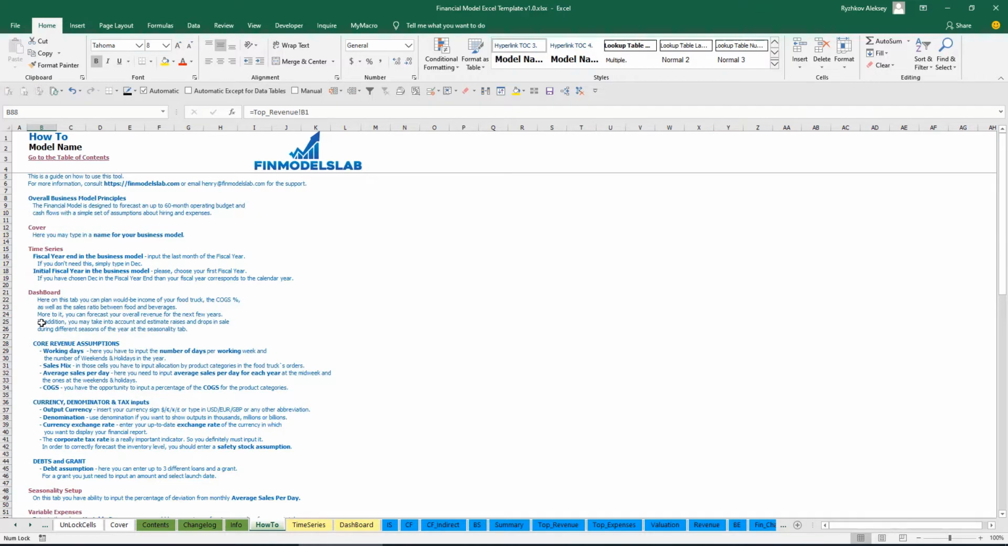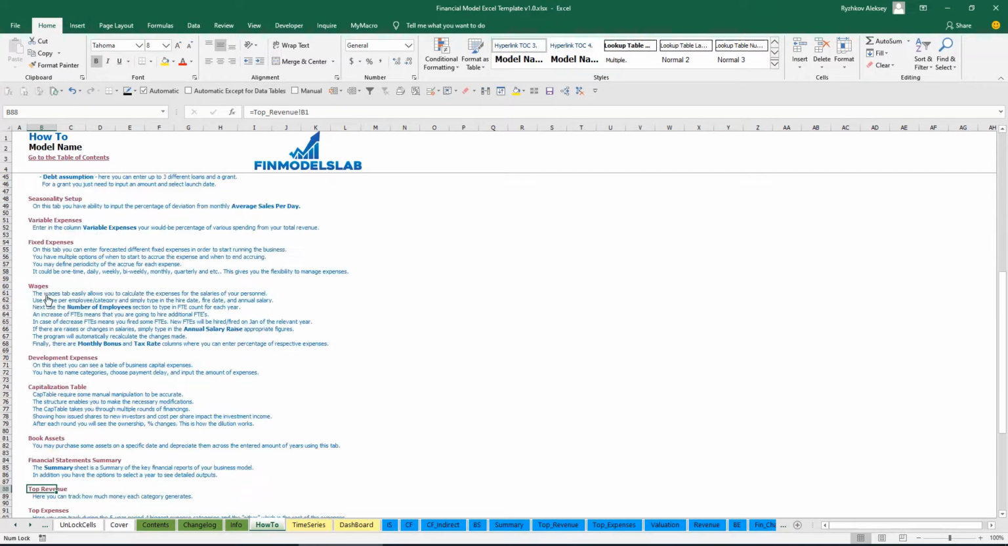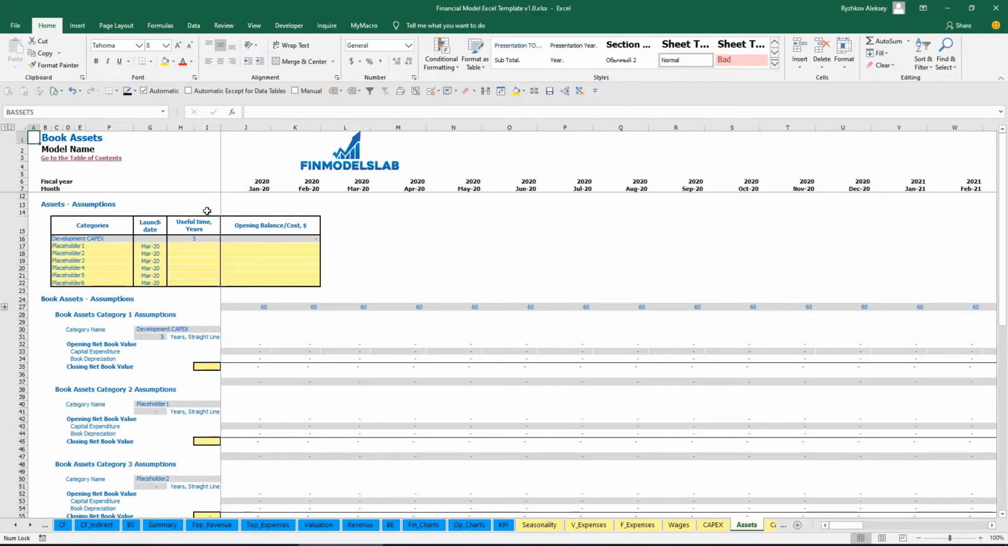Any header of this section is also clickable, so you may click on, for example, Book Assets and you go directly to this tab.